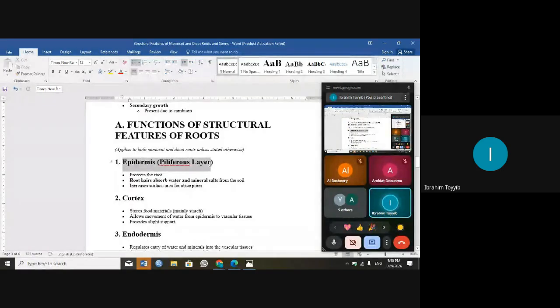This is the epidermis. It's also called what? Piliferous layer. You have seen the structure, the root hairs here. So you see the epidermis. What's the function of the epidermis? The root hair here is attached to the epidermis, and it functions to absorb water and minerals from the soil. It increases the surface area for absorption.